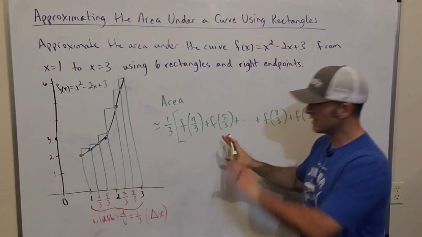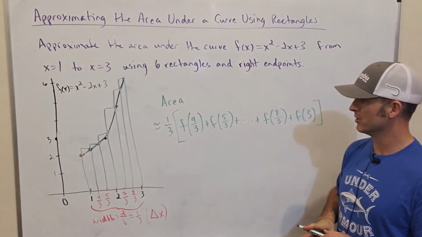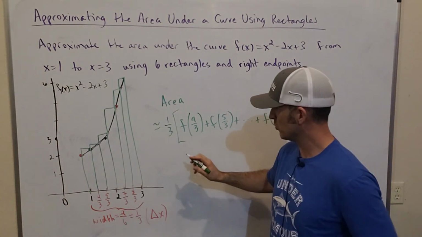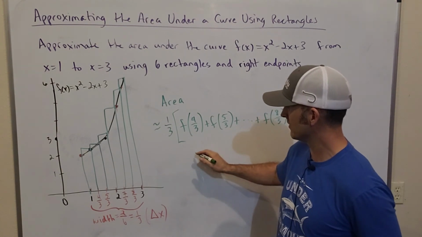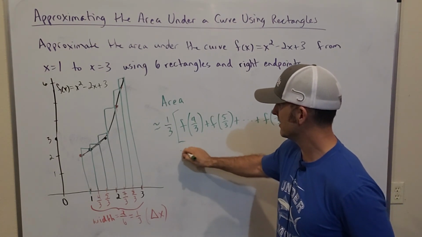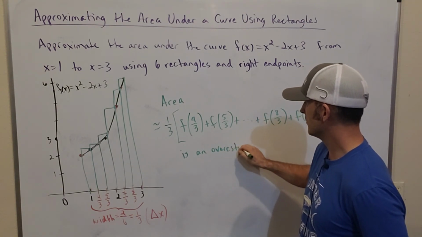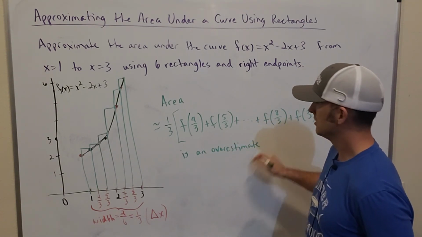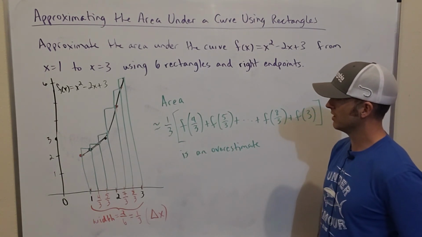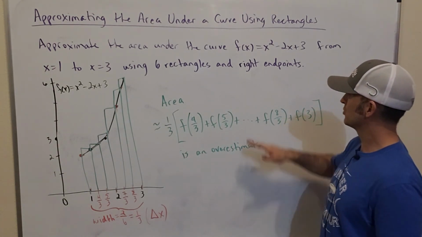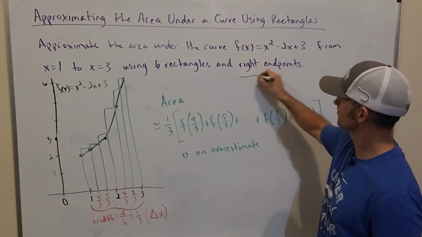And you could do that in your calculator. I'm not concerned about the number, but it should be bigger than the 163/27 that we had before. And this is an overestimate, again, since every rectangle goes over the top of the curve. So that's right endpoints now.